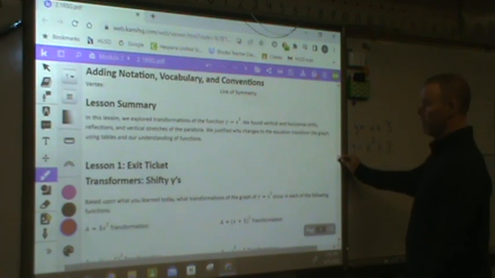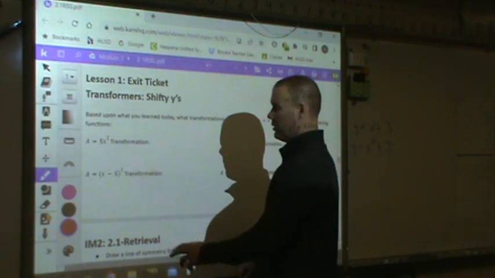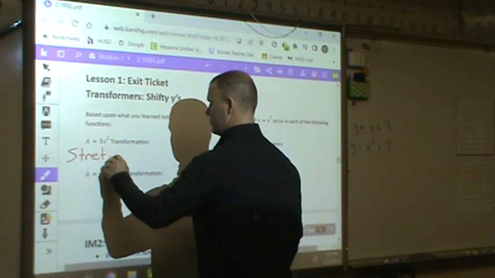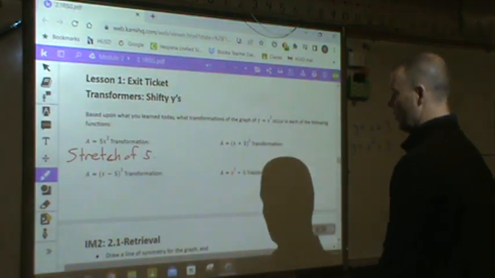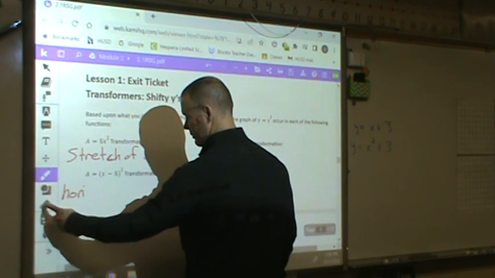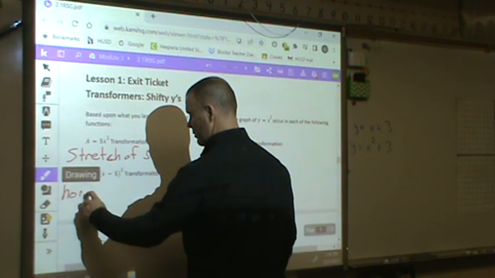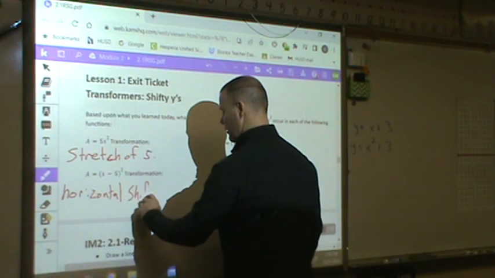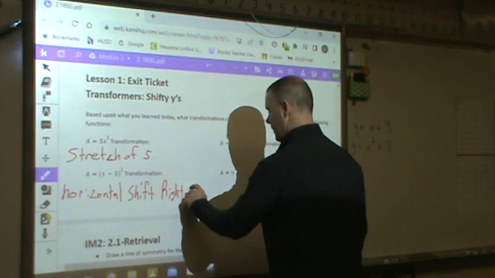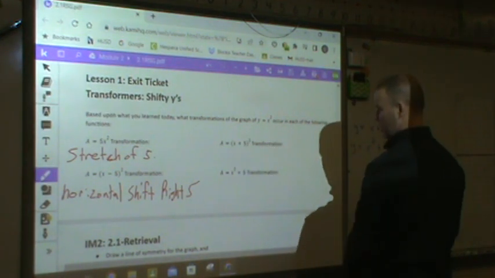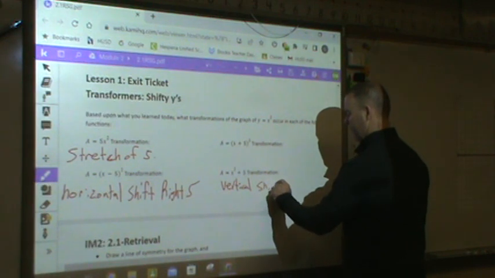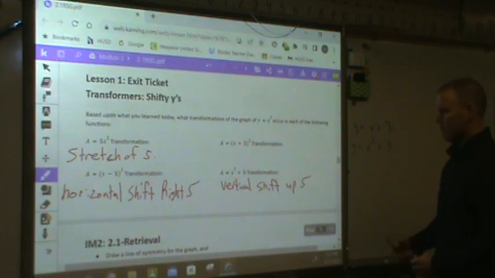So when we get down to the exit ticket at the bottom, what is happening? Well, 5 is my a value, so this is going to cause a stretch of 5 or by 5, either or. When you look at x minus 5, this is going to be a horizontal shift. Where? A horizontal shift right 5. Well, if that's the case, you should be able to answer this one, x plus 5 squared. And then the last one is a vertical shift up 5. All right, so that's our causes there.